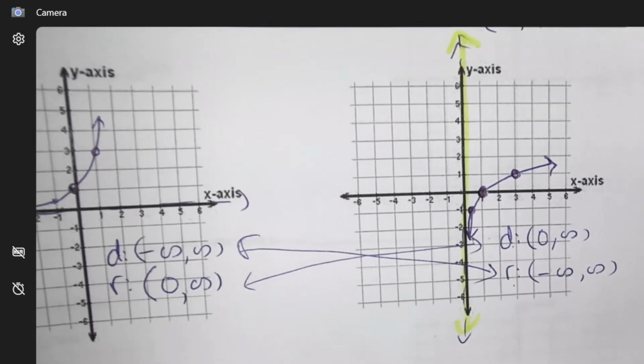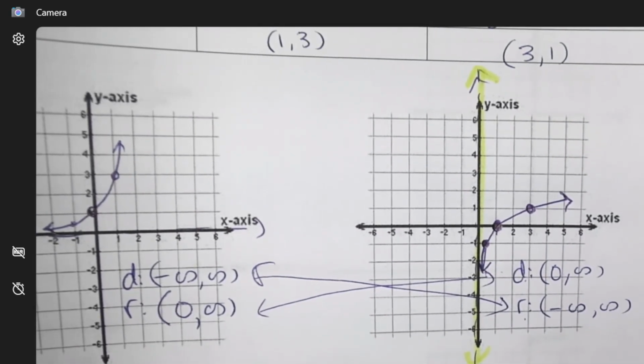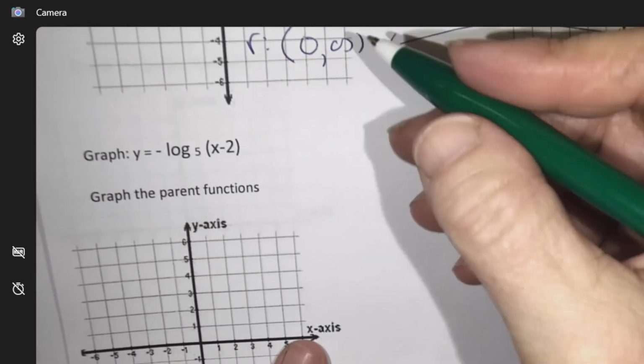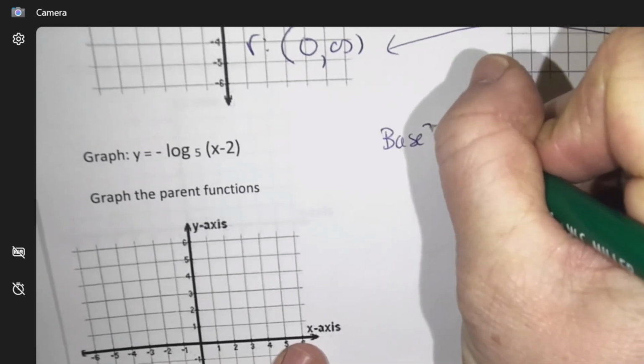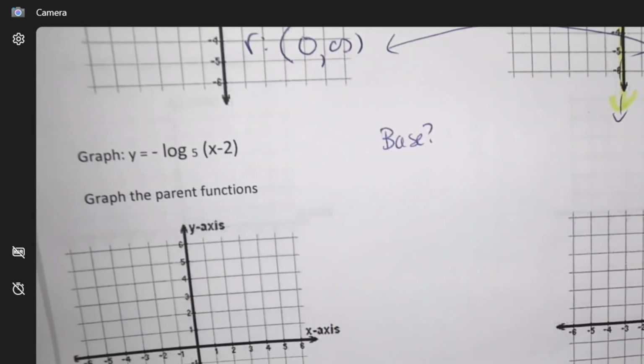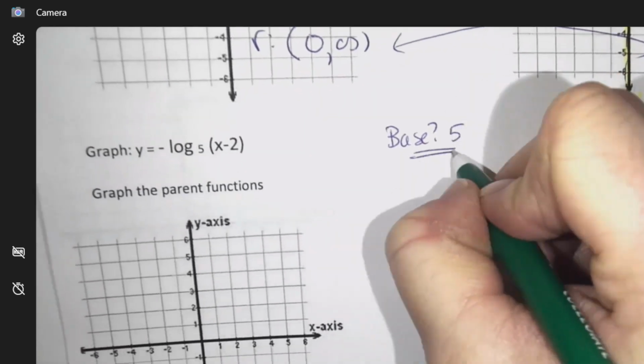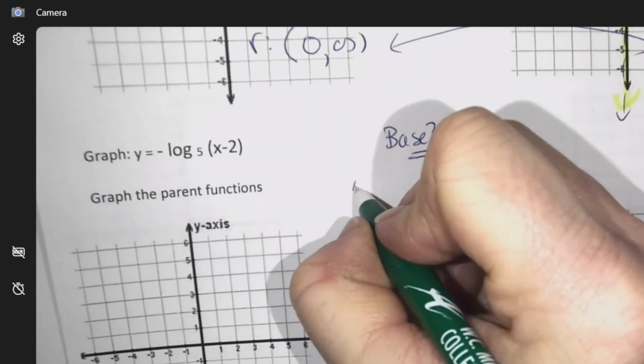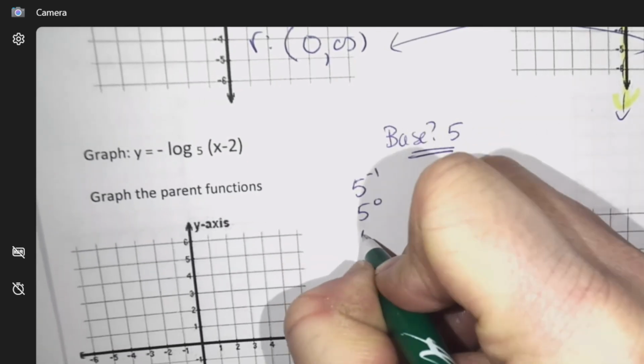Okay, so we're going to graph down here. We're going to do another log graph. So what is the base on this equation? What is the base? You have to identify the base. Okay, so the base is 5. So once I have a base, I just do the same thing. 5 to the -1, 5 to the 0, 5 to the 1.